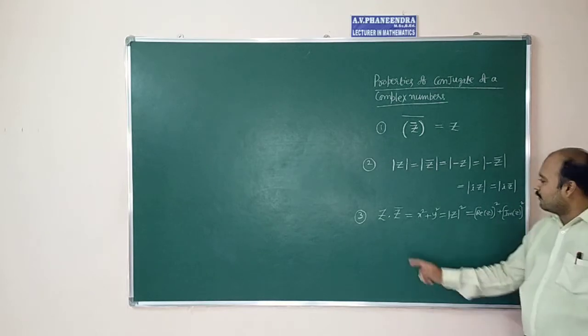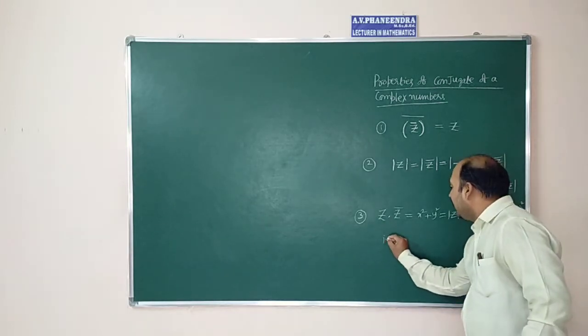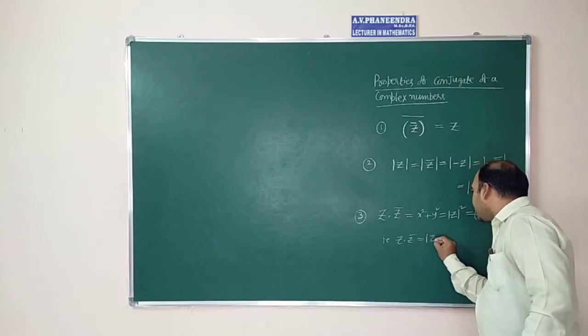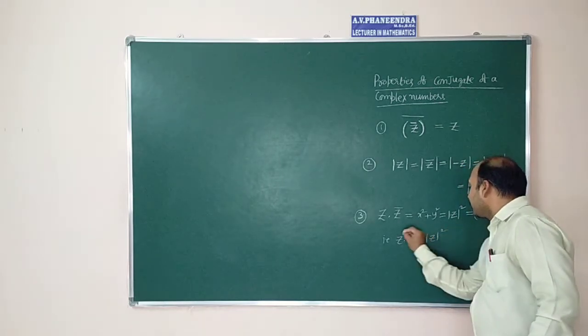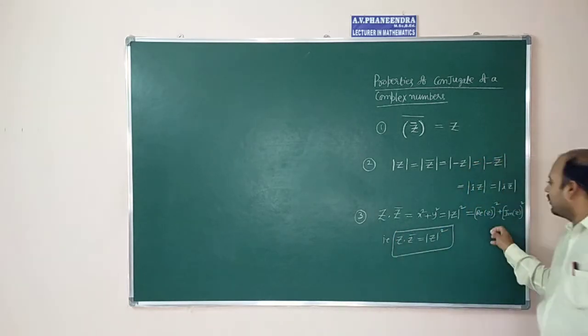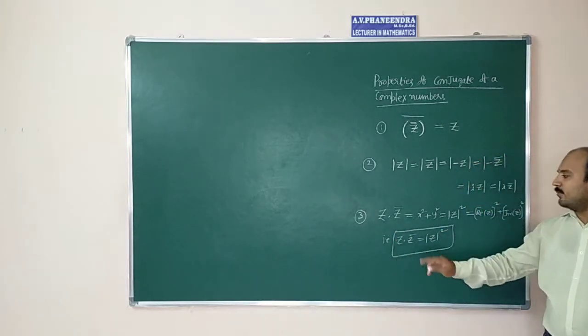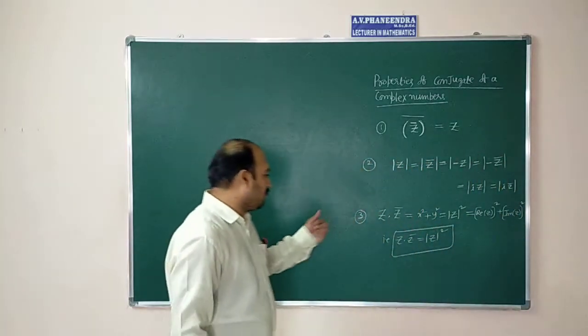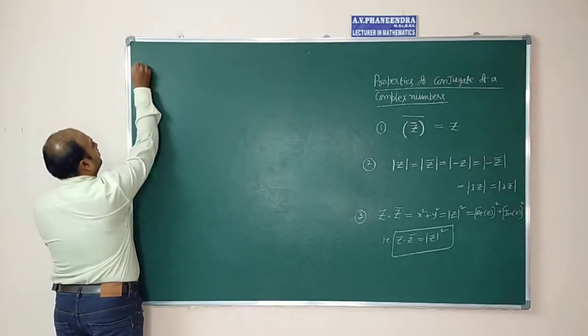So from now onwards you remember that z into z bar is equal to mod z whole square. That you have to remember. Further I am explaining all of these, otherwise there is no need. Z into z bar is equal to mod z whole square. Come to the next property. This is the third property. The fourth property.